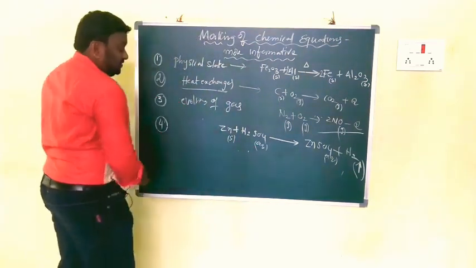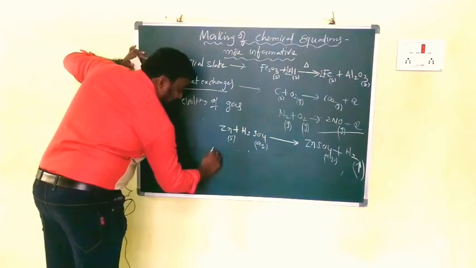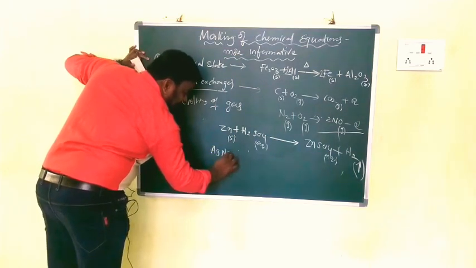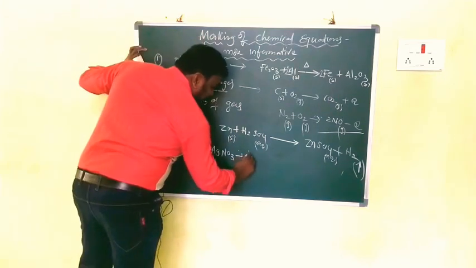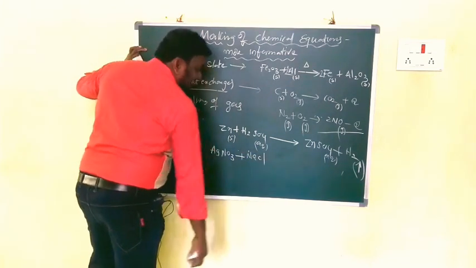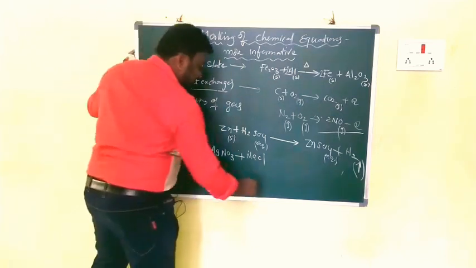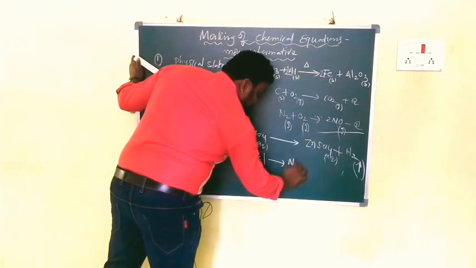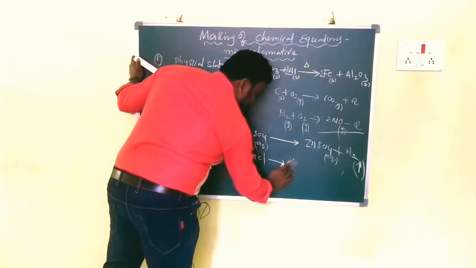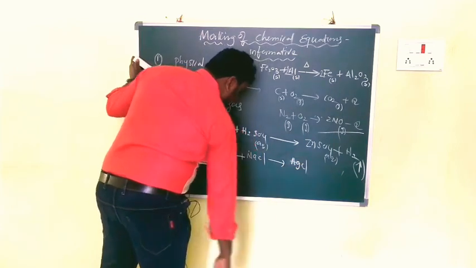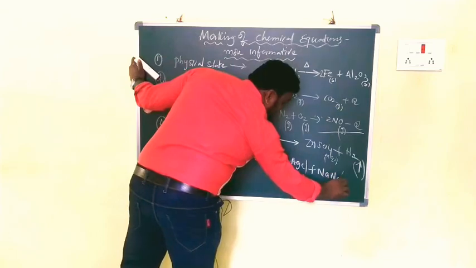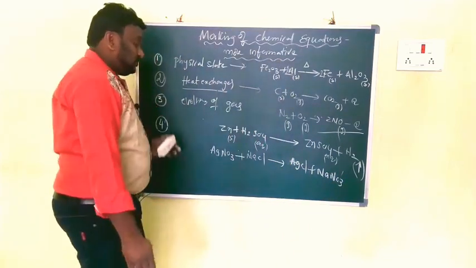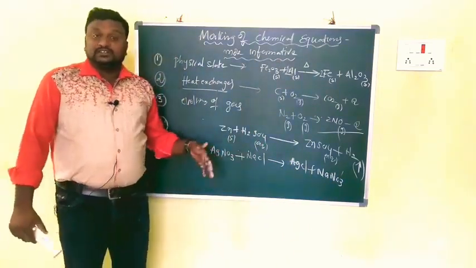Wait, one more. Now I'm writing AgNO3. This is the best example. AgNO3 plus NaCl gives rise to AgCl, and here I'm writing AgCl plus NaNO3, sodium nitrate. This is the best example for that.